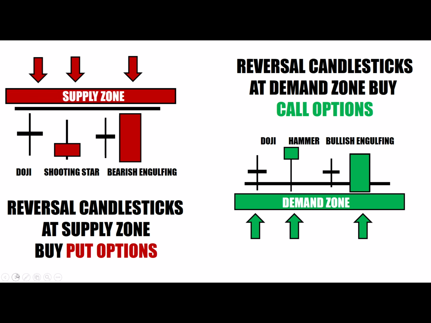When we see a reversal candle at a supply zone, then that's another indicator for us to look at buying put options. When we see a reversal candle such as a doji, hammer, or bullish engulfing pattern in a demand zone, that's an opportunity for us to take a look at buying call options.